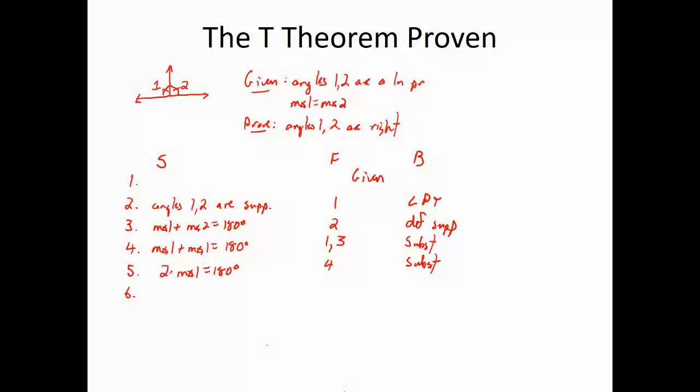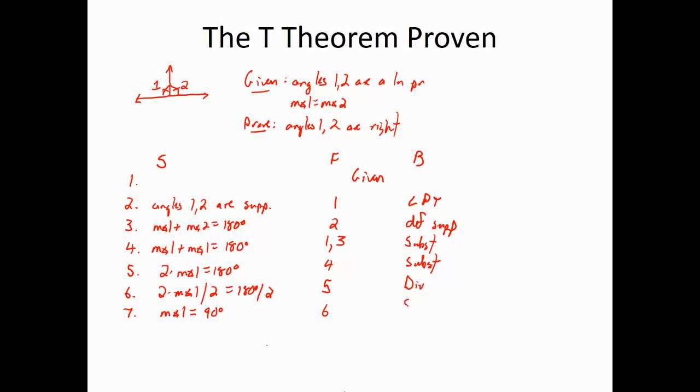And then at this point, we would like to divide both sides by 2. So we have 2 times the measure of 1 divided by 2 is 180 degrees divided by 2. That follows from line number 5 by the division postulate, which I'll simply call DIV. And then line number 7, well, look at line number 6. We have 2 over 2 on the left, which becomes simply 1, so we have the measure of angle 1. On the right-hand side, 180 degrees over 2 becomes 90. That's another example of substitution. We've seen that kind of move before in previous proofs.